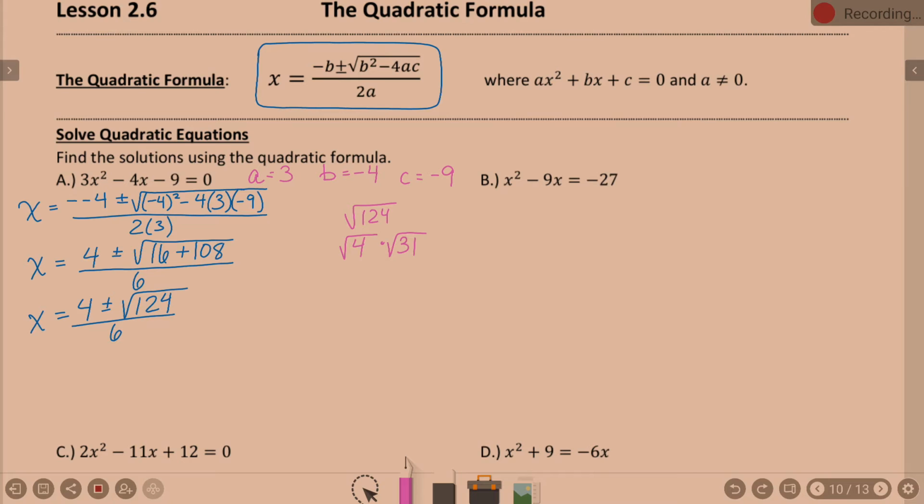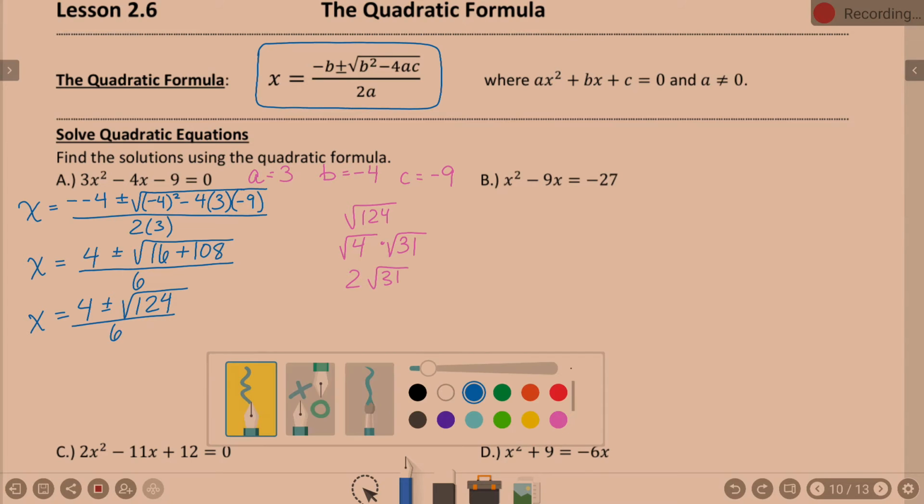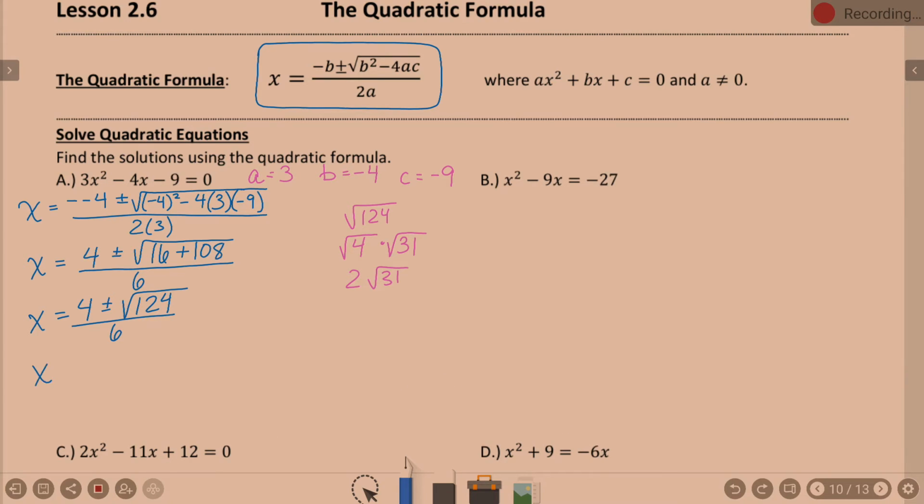Why would I pick 4 times 31? Because 4 is a perfect square. The square root of 4 is 2. What's the square root of 31? A decimal, so we leave it as 2 square root of 31. We reviewed this a little bit the other day, yes? I find it odd they throw this in and expect you to do it, even though we teach it. I officially teach this in Big Ideas later on. But, okay, let's look at what this does to our answer. x equals 4 plus or minus 2 square root of 31, all over 6.